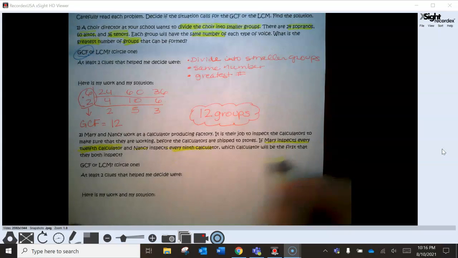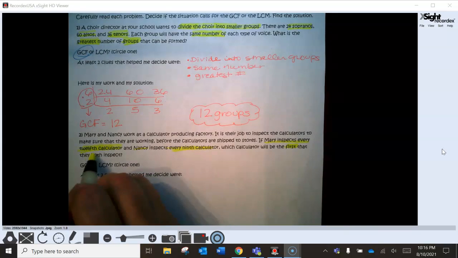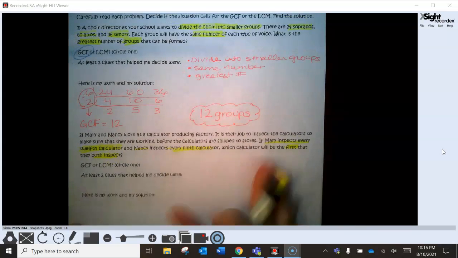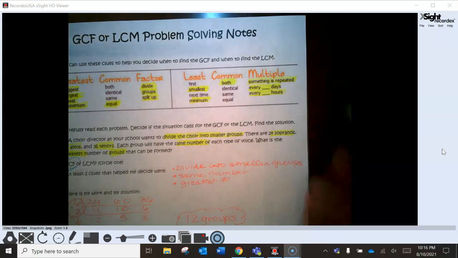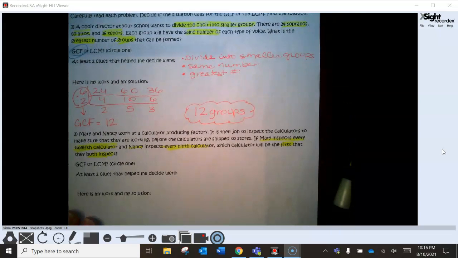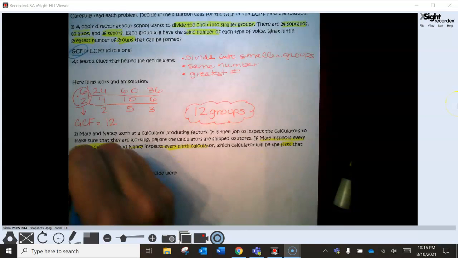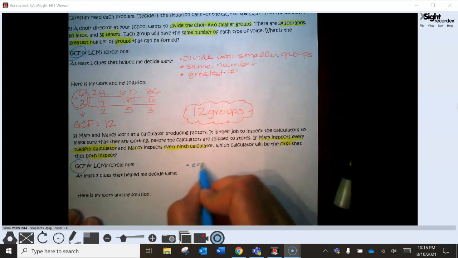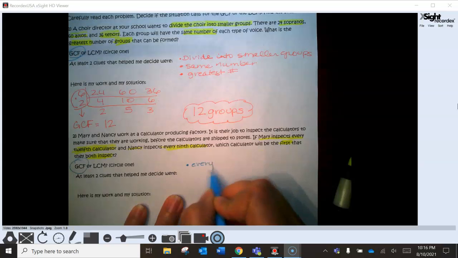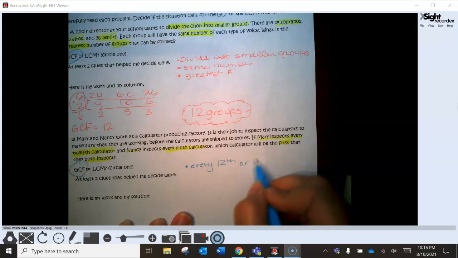And it says which calculator will be the first that they both inspect. If you look up here, both, and we're doing something repeatedly, that's going to tell us that we're looking for the GCF. The clues, again, are what we just said. Every 12th or 9th calculator.